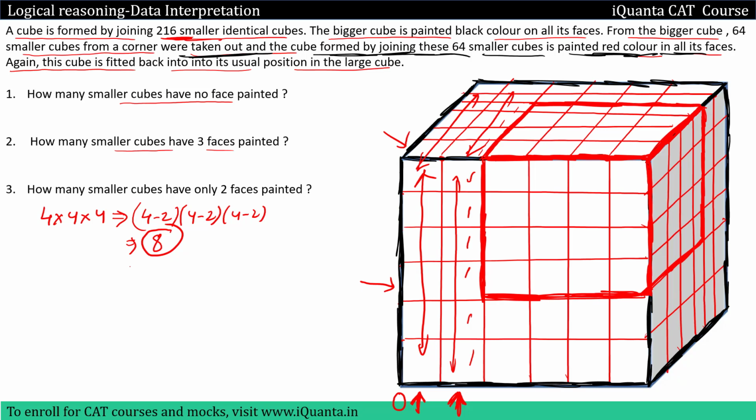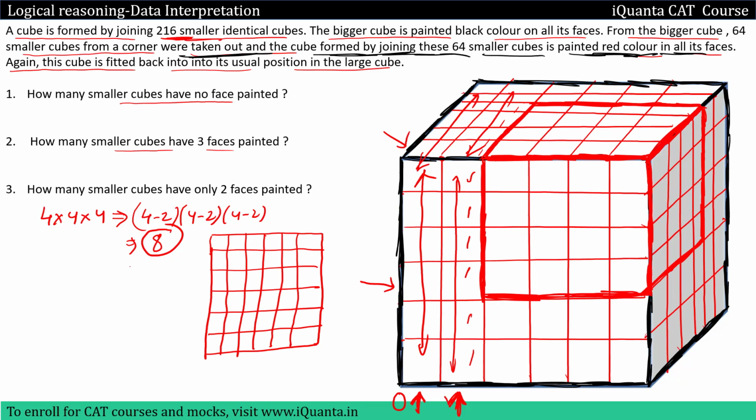So if I draw this face, it would look like this, okay? This particular part would look like this. So I will forget these cubes because they all will have at least one face colored. I am only interested in these cubes, 1 2 3 4, and these cubes, okay? They will have 0 face colored. So how many cubes will I get? I will get 4 into 4, that means 16 cubes from this. So I'll get 16 from this.